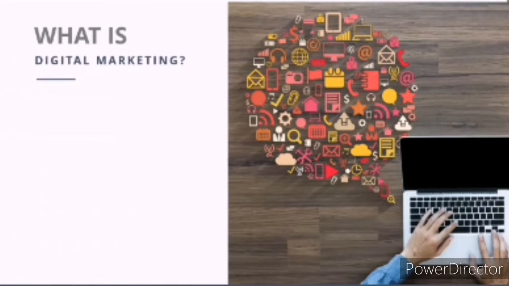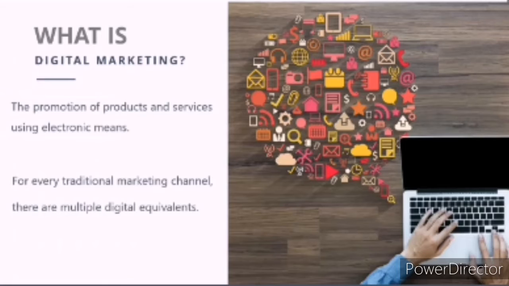So what is digital marketing exactly? Well, in its most basic form, it is the promotion of products and services using electronic means. Essentially, for every traditional marketing channel, there are multiple digital equivalents. There are hundreds and hundreds of different channels, including some very niche ones, which means that it really only suits a small percentage of industries or people, and we can't possibly cover them all.